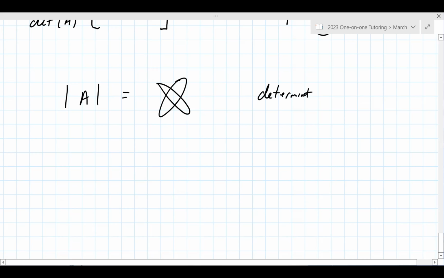This can also be done in the calculator if you actually have to calculate the determinant. It's under the matrix math again. There's a DET button.